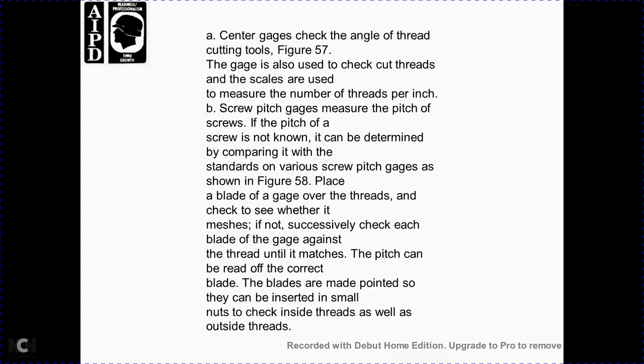The center gauge checks the angle of the thread cutting tool. In Figure 57, the gauge is used to check the thread, with a scale used to measure the number of threads per inch. The screw pitch gauge measures the pitch of a screw.